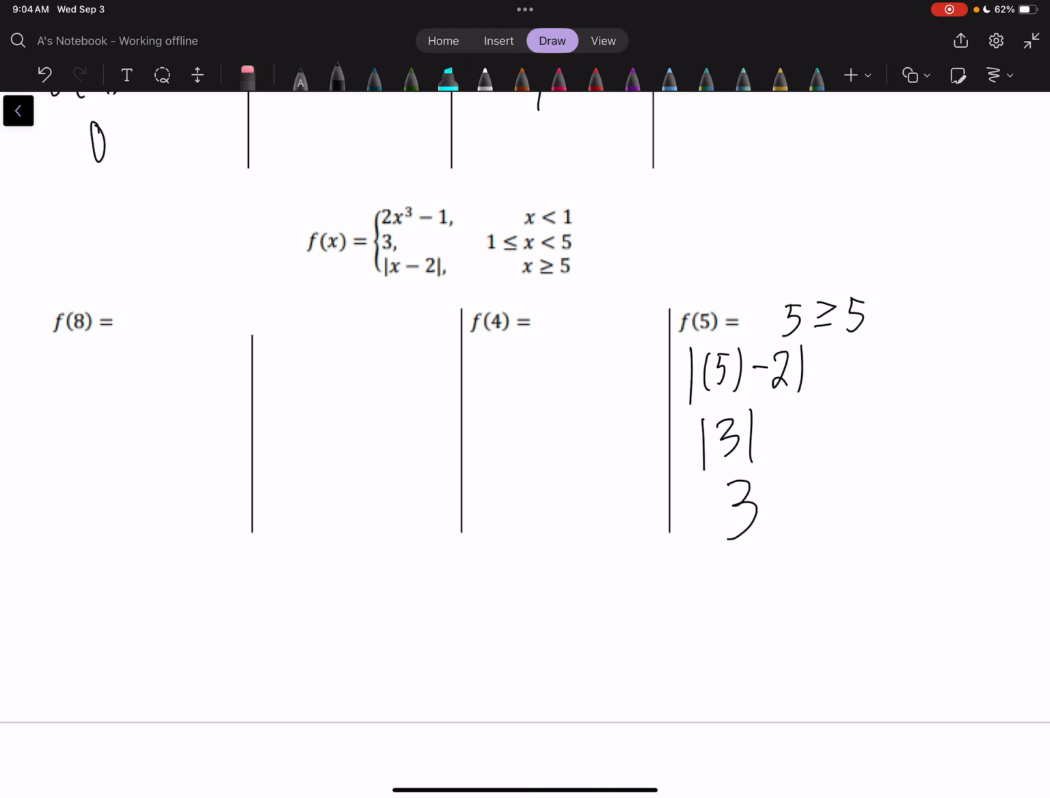I'm going to look at number 4, and then I'm going to move on. For number 4, it falls in 1 less than or equal to 4 less than 5. Now, if you look at the function for this equation, it is just 3. That means my answer is just 3. There is no more work to be done.